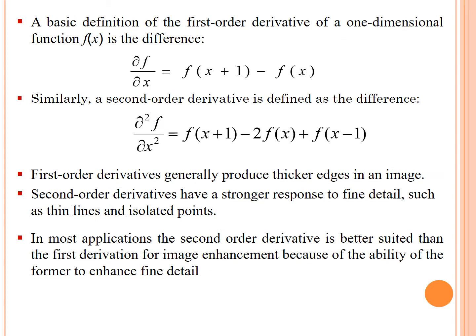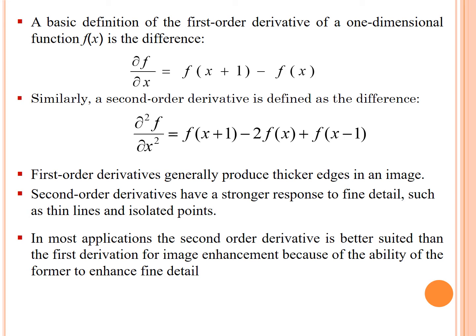A basic definition of the first order derivative of a one-dimensional function f of x is the difference, that is, ∂f/∂x is equal to f(x+1) minus f(x). Similarly, a second order derivative is defined as the difference, that is, ∂²f/∂x² is equal to f(x+1) minus 2 f(x) plus f(x-1).